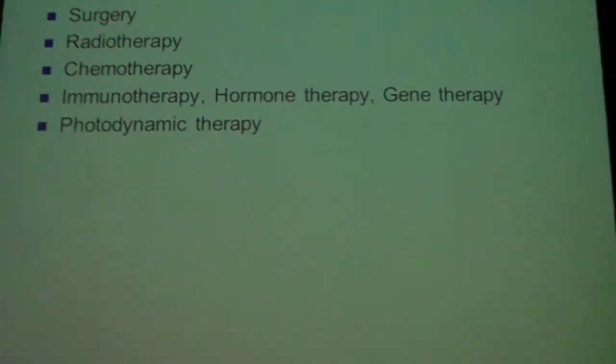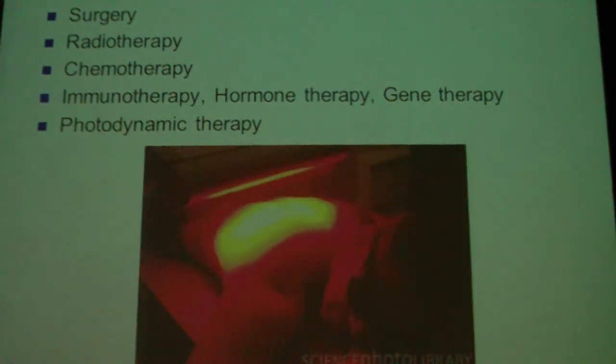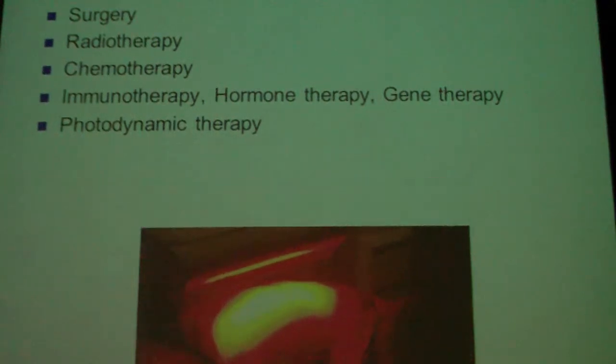The technique I'm focusing on more today is photodynamic therapy. I will go through more details in the next slides.